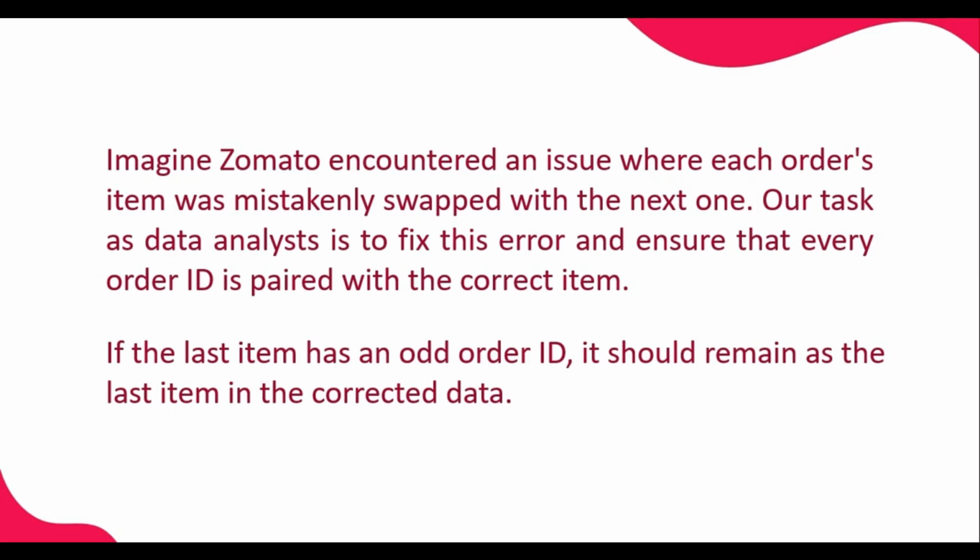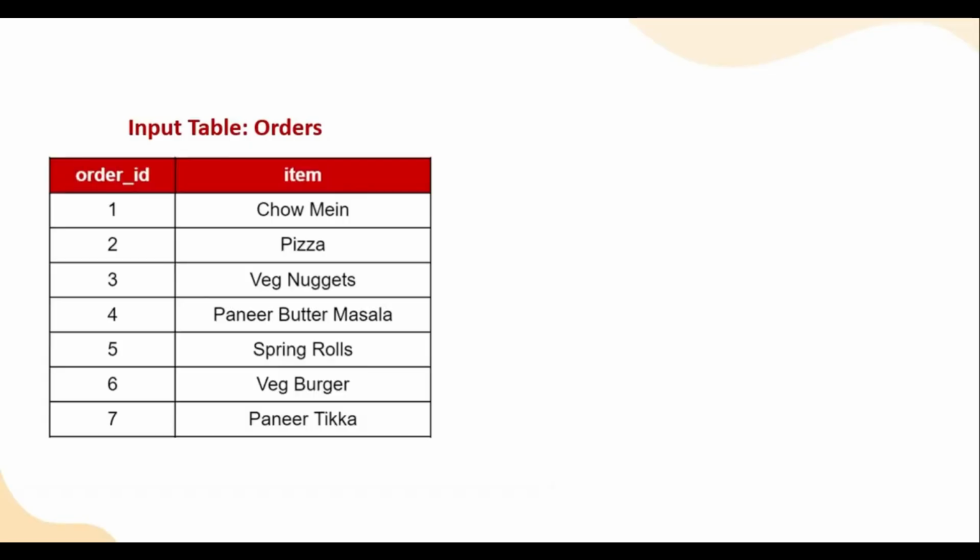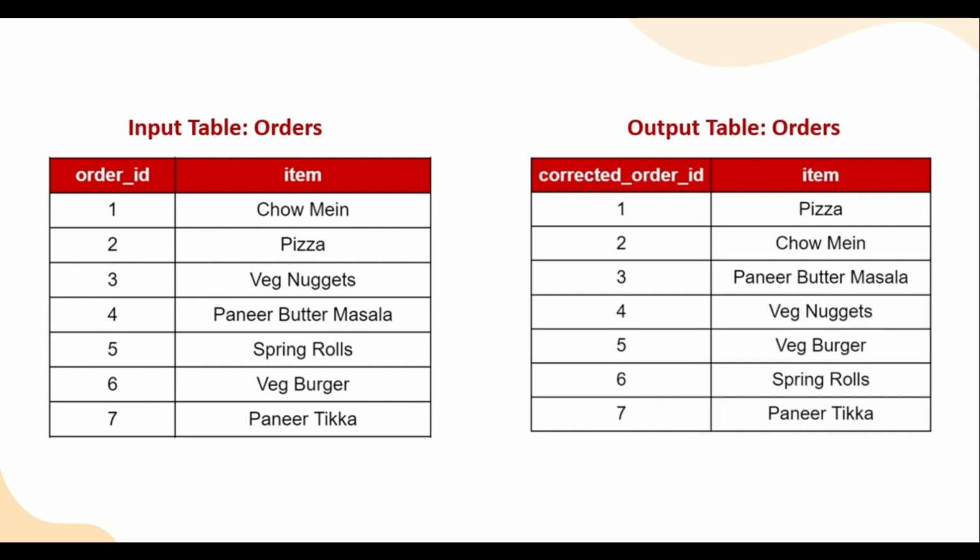So let's see the example of the incorrect data and the corrected data. That means the input table and our output table. For the input table, the table name is orders. We have two columns, order ID and the respective item of the order ID. And in the output table, we again have two columns, that is the corrected order ID and the respective item of the corrected order ID.